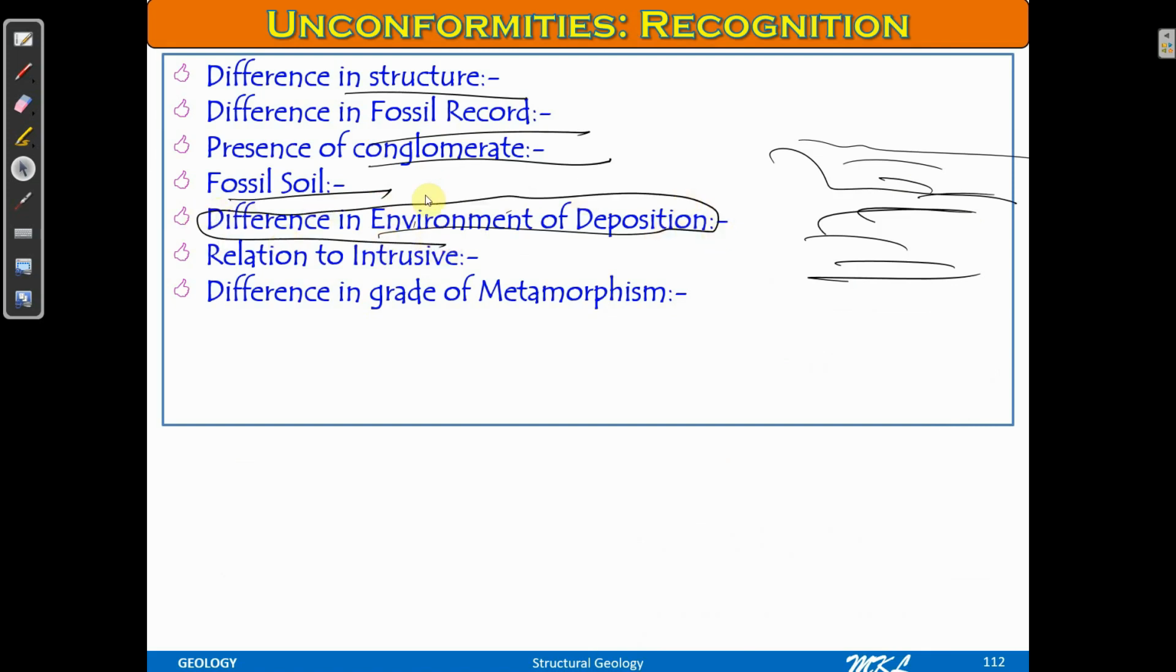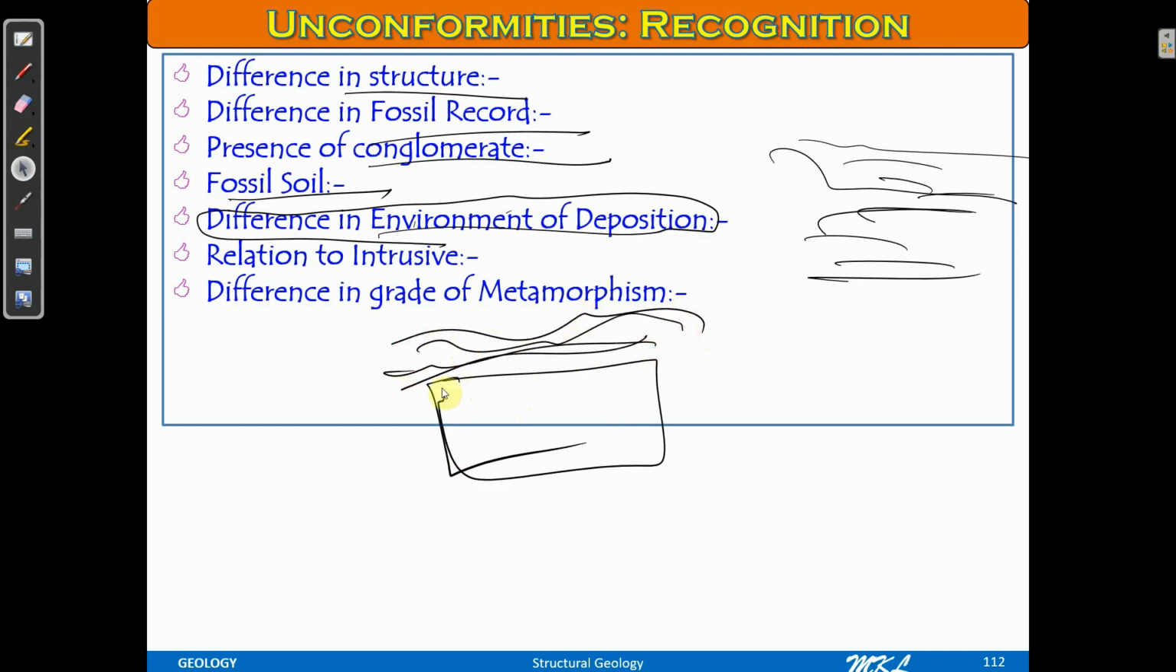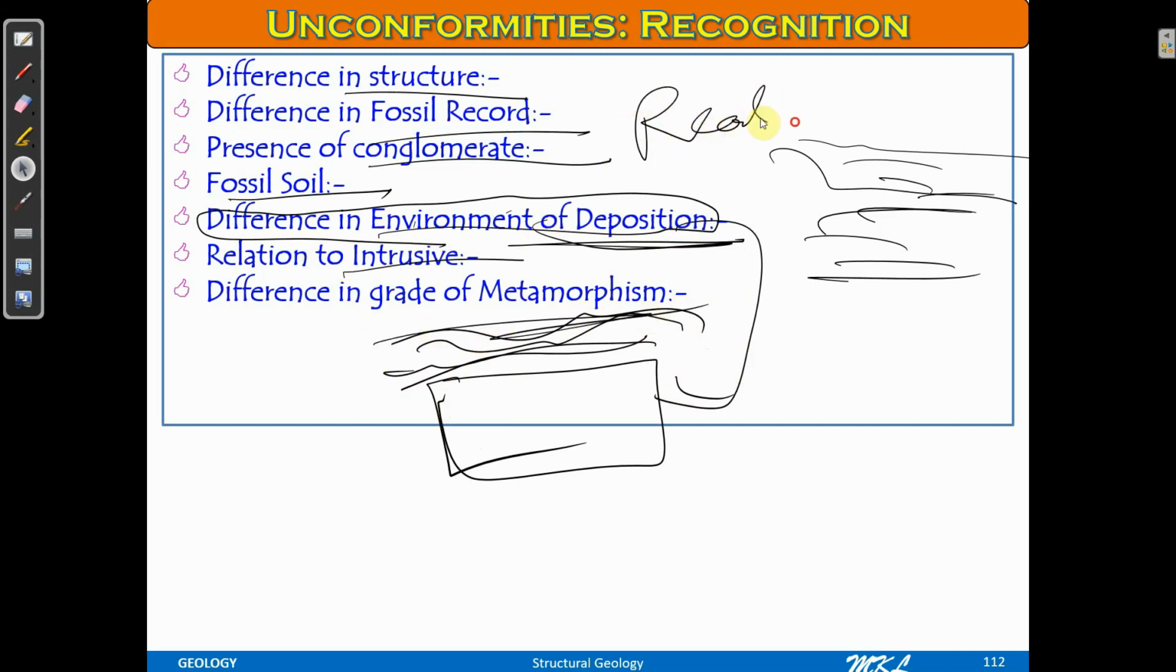The association of such rock beds which were formed under contrasting conditions indicates the presence of an unconformity. As for example, let's say non-marine beds overlain by marine beds. There is a non-marine bed, the old ancient rock bed, on which you have marine beds. So by the difference in the environment of deposition, you can also identify the unconformity. Then relation to the intrusive and all. So read this in detail from the study material, I will send it to you. Okay. From there you will be reading this in detail.